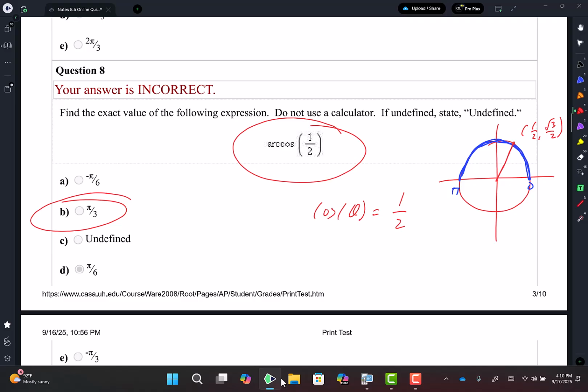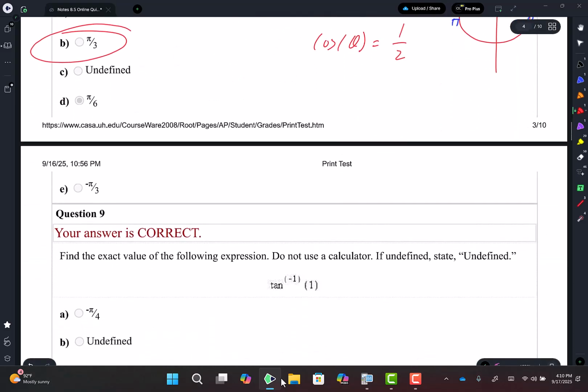This person got it wrong. It's pi over 3. See? Good job, guys. I know, it's not the most exciting stuff in the world.